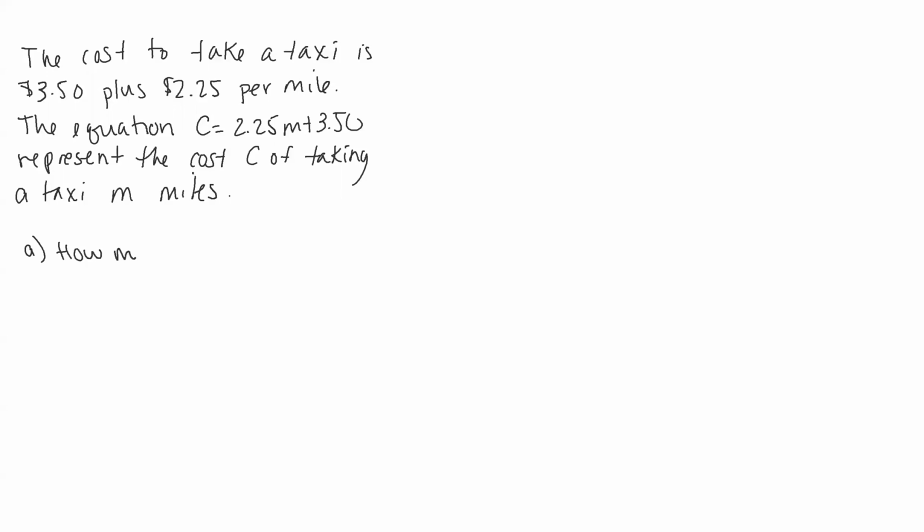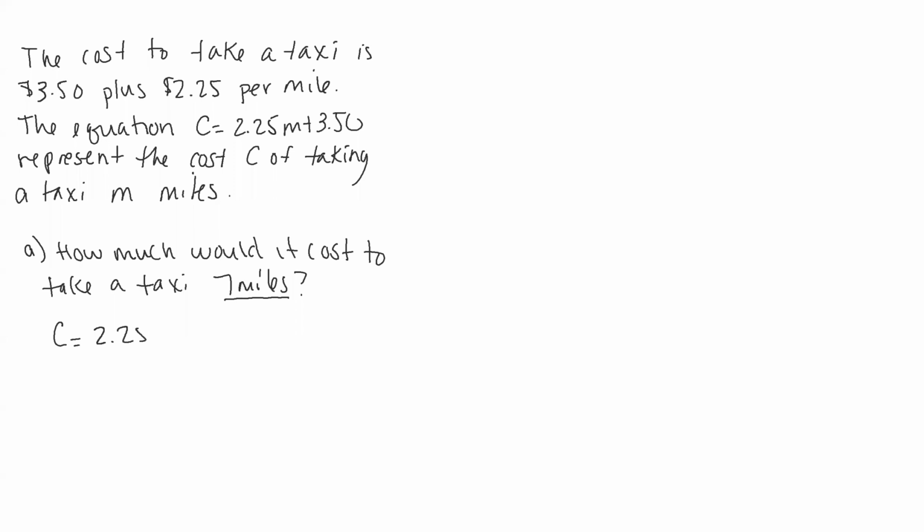How much would it cost to take a taxi 7 miles? Well, you have to make sure you understand cost versus miles. So in the equation, C represents the total cost, M represents the number of miles. And so right here, we have a value for M, okay? So what we want to do is take the equation C equals 2.25 M, but in place of M, we're going to plug a 7, and we want to add 3.50 to that. So let's see what we get.